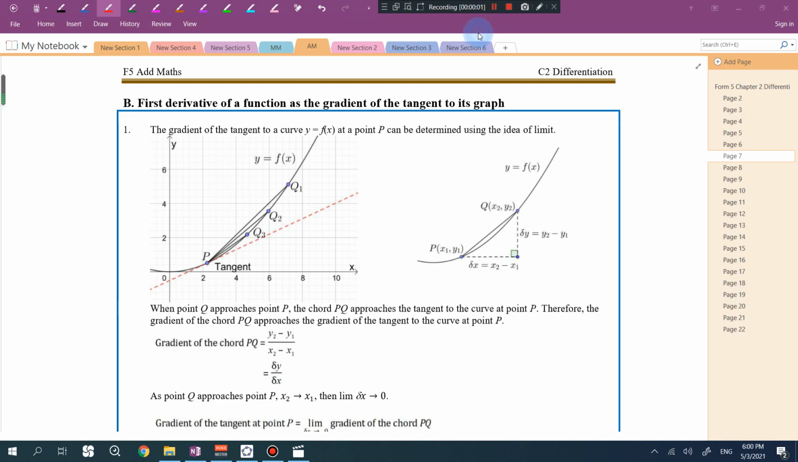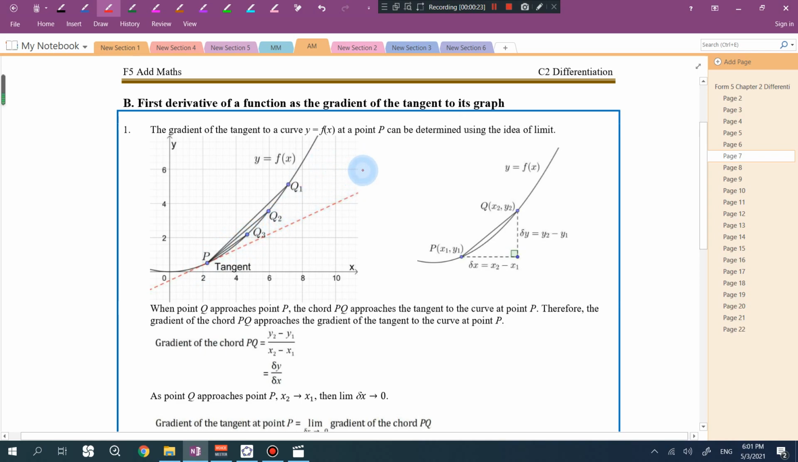Hi everybody, in this video let's learn about how to find the first derivative by using the first principle. I have a curve over here. The red color straight line is a tangent to this curve at point P. I have a few chords here, PQ1, PQ2 and PQ3.